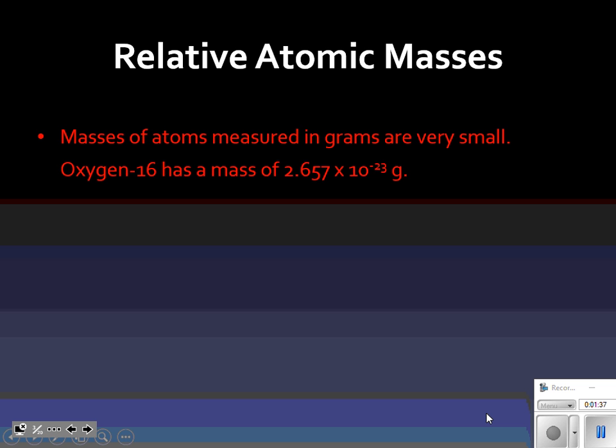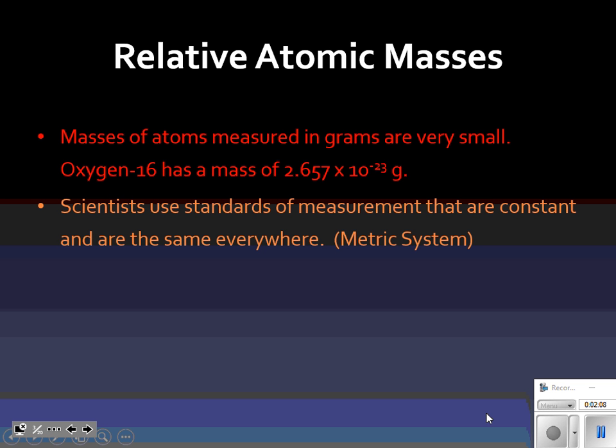The relative atomic mass. We've talked about this a little bit. We've hit on it. It is the mass of an atom measured in grams. The mass of an oxygen-16 atom is 2.657 times 10 to the negative 23rd grams. So that is a really small number. Well, scientists use standards that are constant and are the same everywhere.